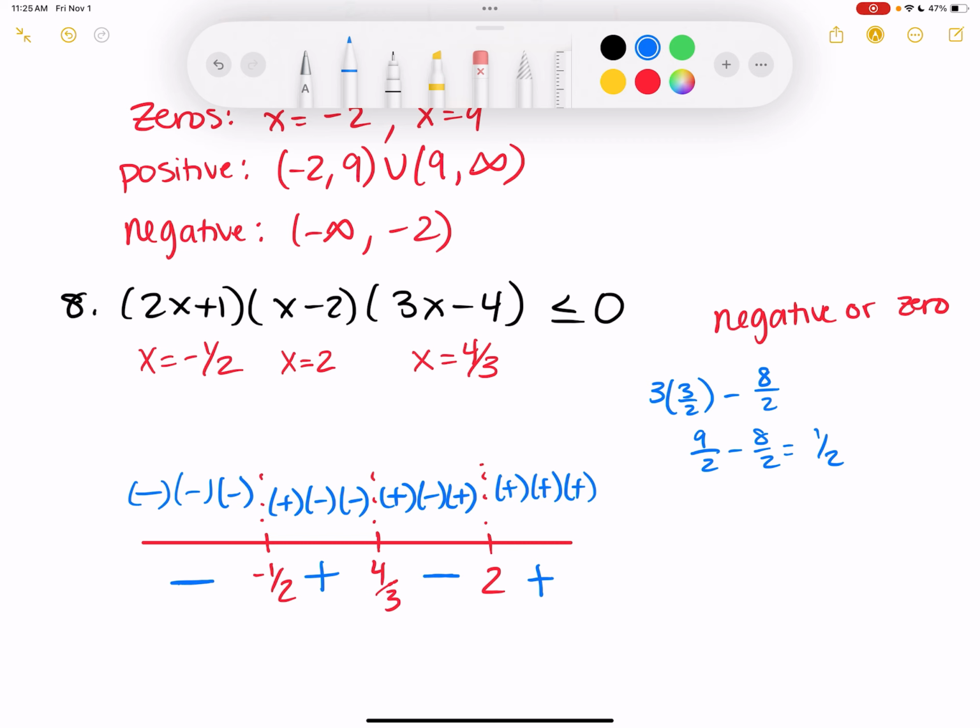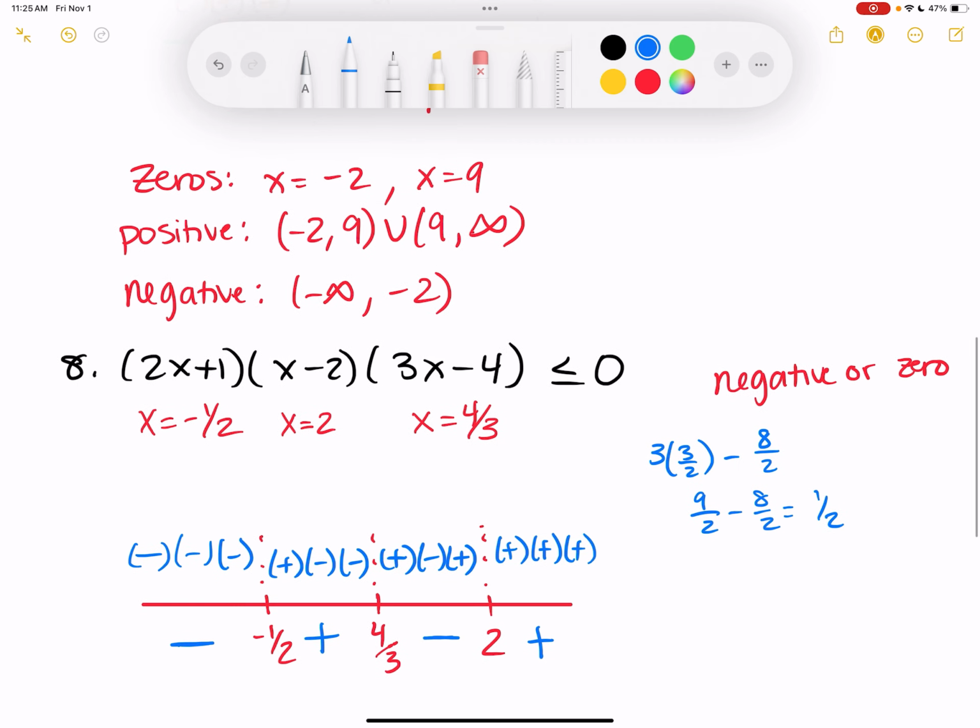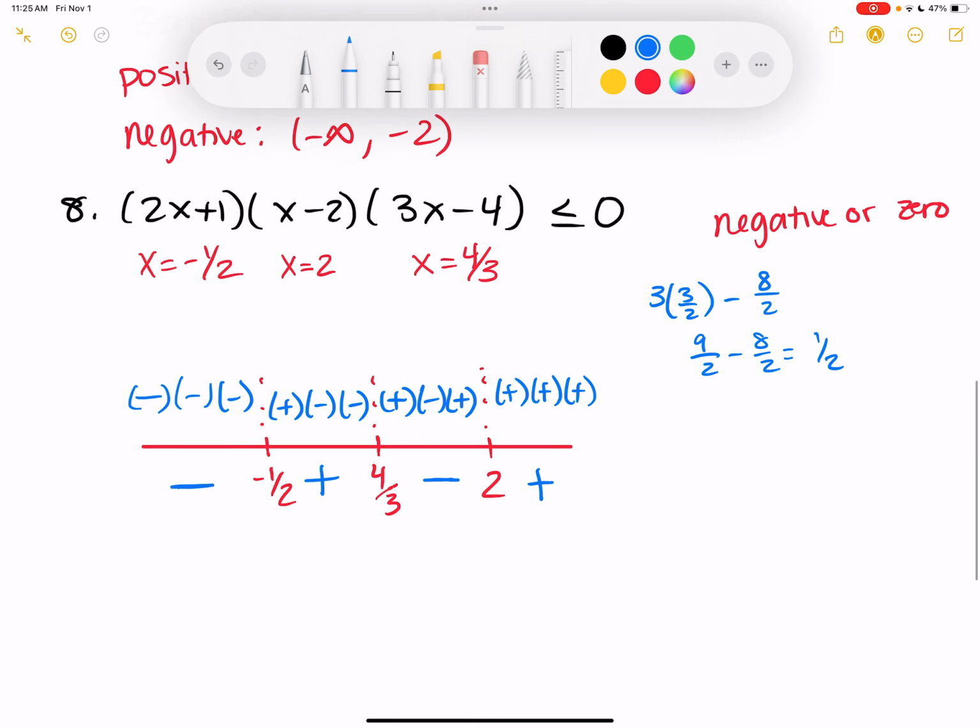All right, so the answer to these ones, we're not writing it out like we did up here where we had, here's the zeros, here's where it's positive, here's where it's negative. I need the values that make this a true statement. So I need the ones that are negative or 0. So that just means that instead of it being parentheses, some of them are going to be brackets because I'm including stuff. So it is negative from negative infinity to negative 1/2 because that's where it's 0.